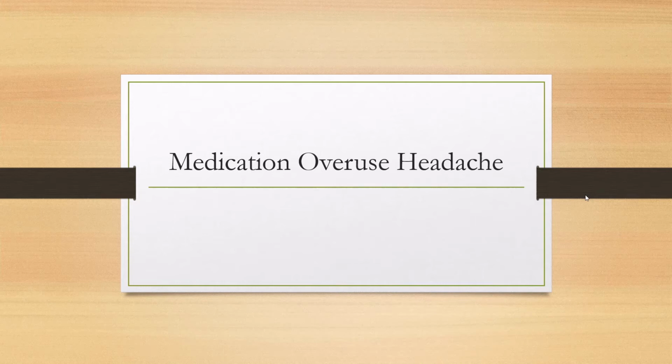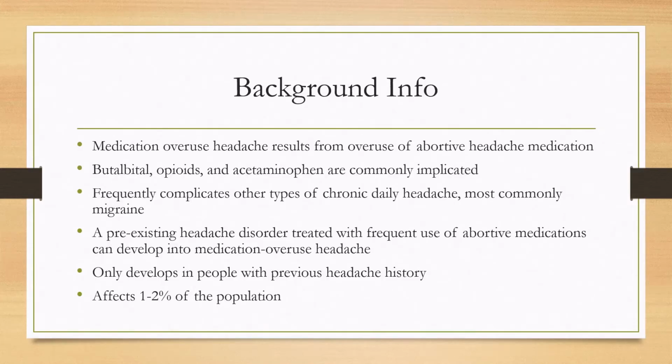Let's talk about medication overuse headache. So medication overuse headache, the name explains what happens. It results from overuse of abortive headache medications. The most commonly implicated ones are butalbital, opioids, and acetaminophen.